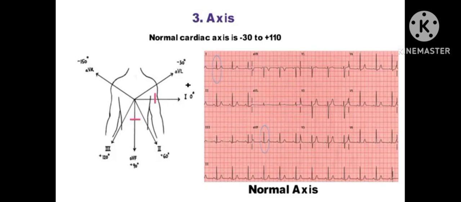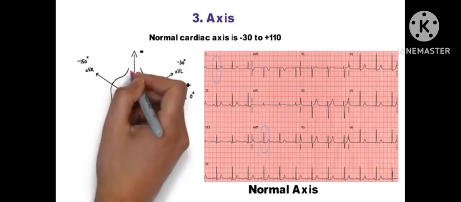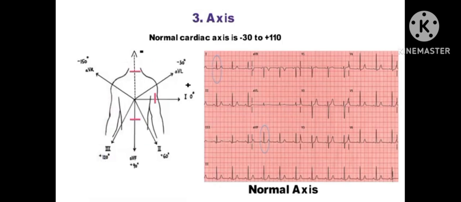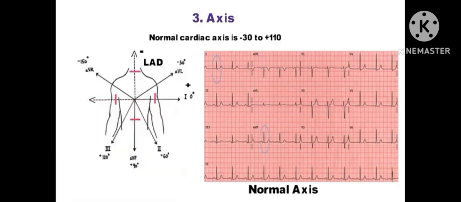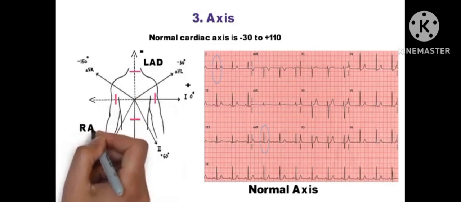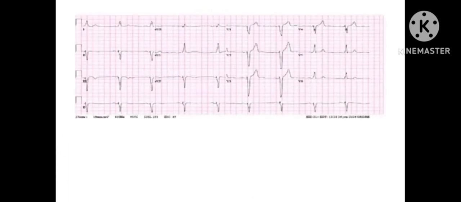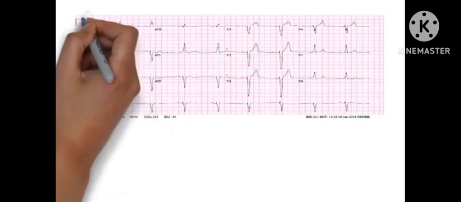And if net QRS is positive in lead 1 and negative in AVF, the net vector will be in the left axis deviation range. Lead 2 will also be negative in left axis deviation. And if net QRS is negative in lead 1 and positive in AVF, the net vector will be in the right axis deviation range. Now look at this ECG.